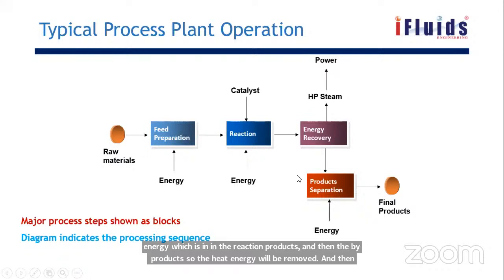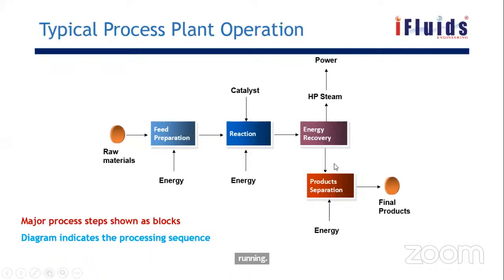For the product separation, there will be a main product and byproducts. Those products will be separated through different equipment like separators or distillation columns. Then the final product will be delivered to the downstream unit or to the end user. These are the major steps which we used to study in the literature for different productions.